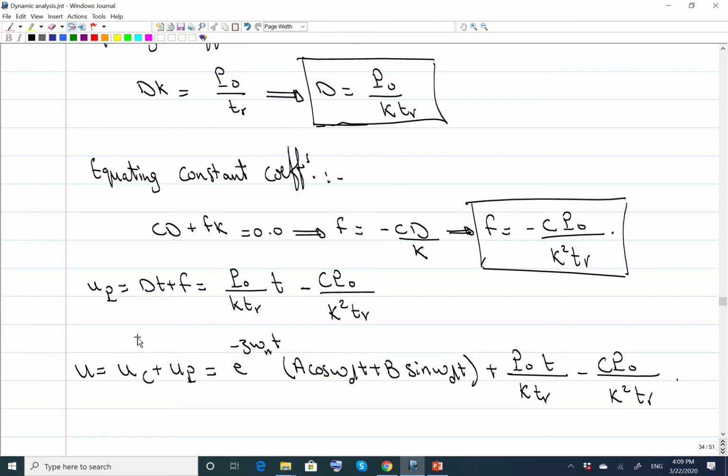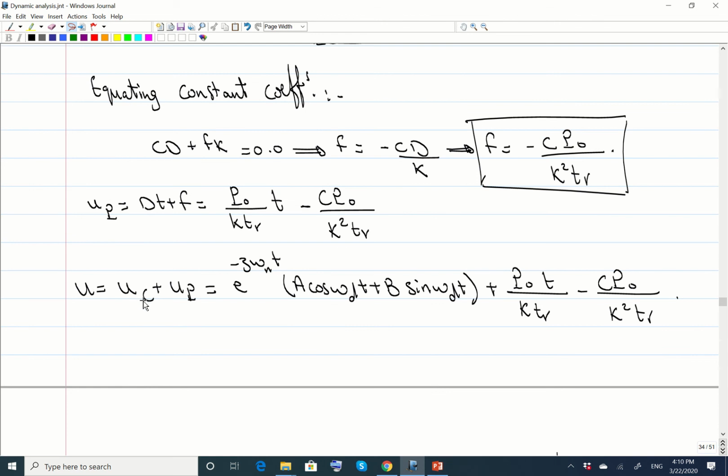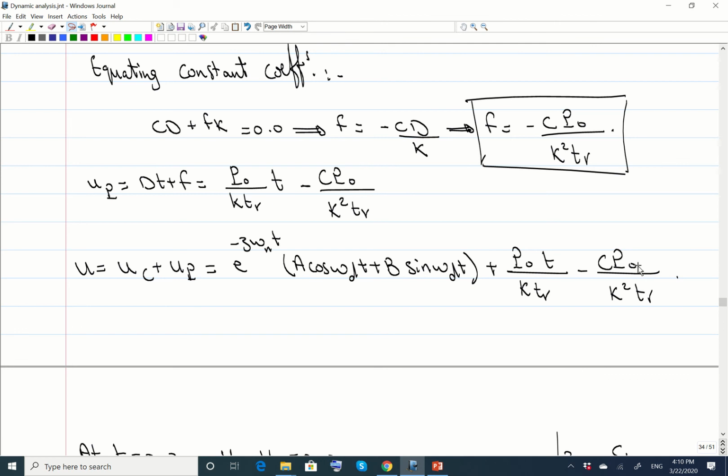Okay, so the particular solution now is dt plus f. Now we found d, so it's p naught divided by ktr multiplied by t. Those are constants, okay? p naught divided by tr is the constant slope of the force, k is the stiffness of the structure, and then f here, it's negative c p naught, okay? c is the damping coefficient, p naught divided by tr is the slope, and k squared is the stiffness squared. Okay, so now the solution is the particular solution plus the complementary or homogeneous solution. So the homogeneous solution is e power negative zeta omega n t, a cosine omega d t plus b sine omega d t, plus the particular solution, those two terms that we had over here.